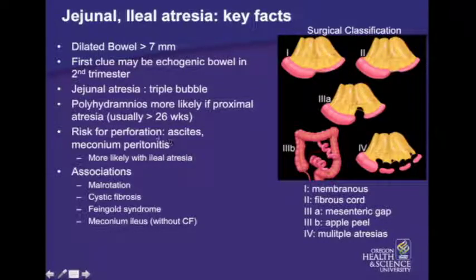These cases are at risk for perforation, and they have associations. Like I said, malrotation, cystic fibrosis, syndromes, and meconium ileus even without cystic fibrosis. There's different surgical classifications of atresias, but in reality, we can't tell the difference between these different types of atresias. I just show this to make it clear that it can be quite complicated.